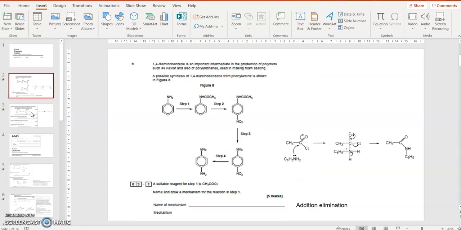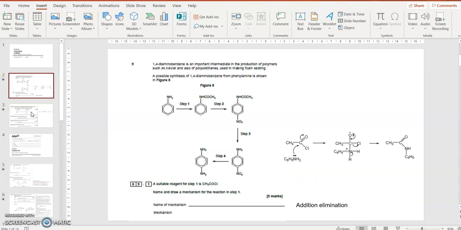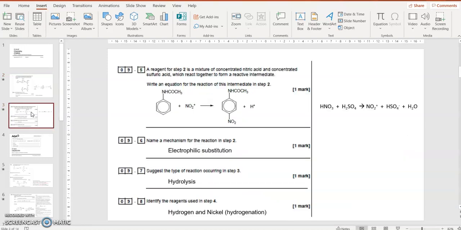Identify the reagents used in step 4. What's step 4? An NO2 is going to NH2. You're replacing O's with H's. Anytime you want to add H's onto something, or replace O's with H's, then your answer is always hydrogen and nickel. The mechanism, if you ask for the name of the mechanism, is hydrogenation. Nickel is the catalyst. Hydrogen is added onto something or replacing an O or O's. Hydrogenation using hydrogen.